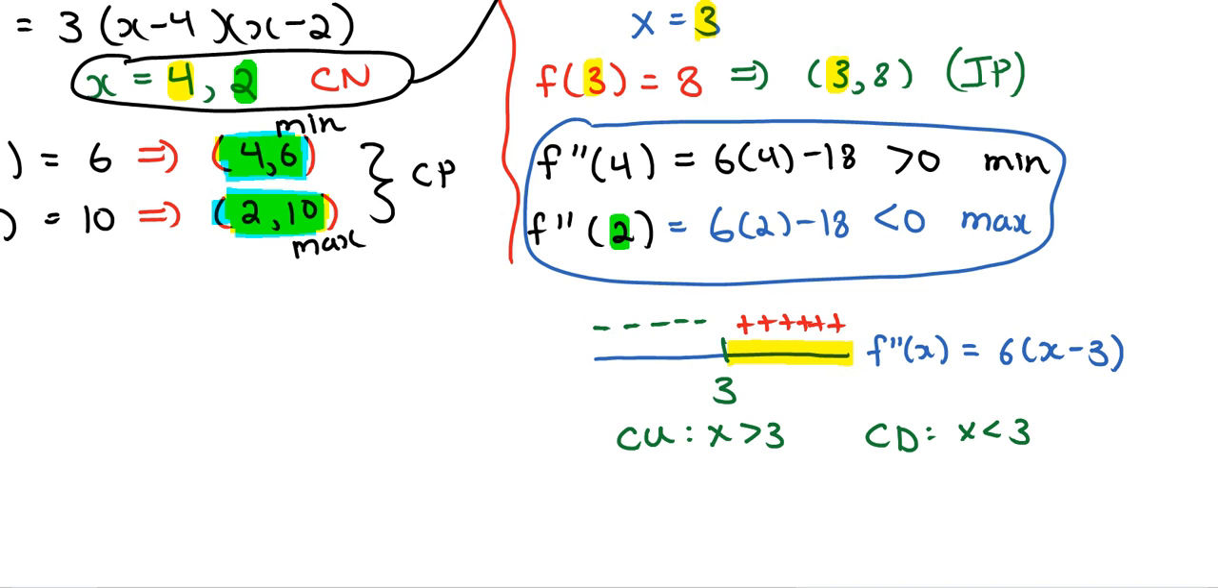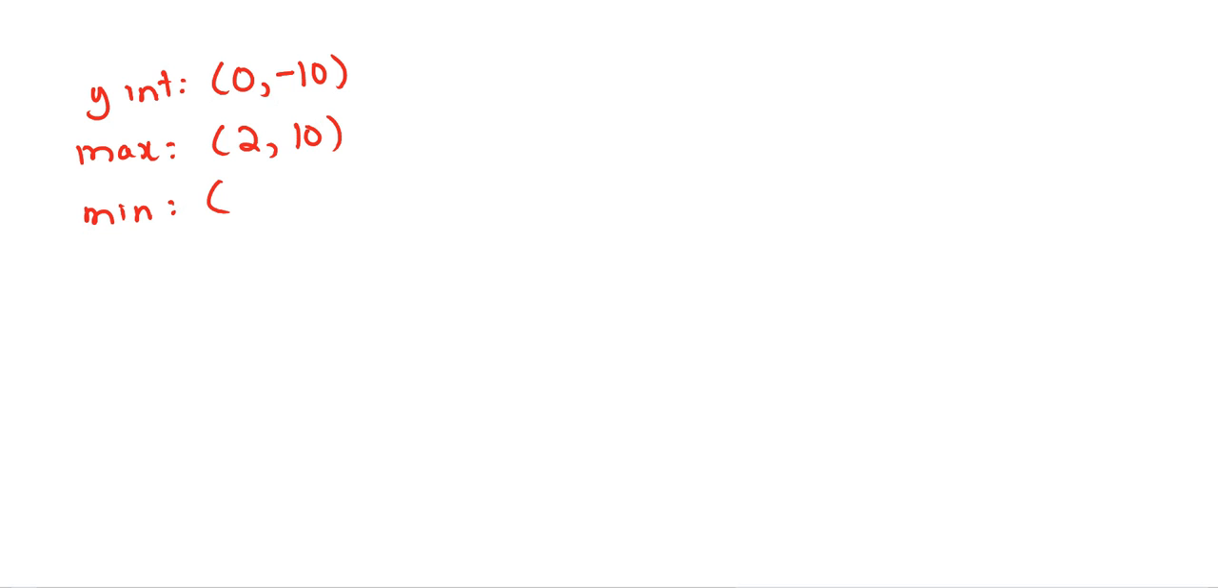Let's go ahead and do a sketch now. So, brand new page here. Let's do my sketch. I know I have a y-intercept at (0, -10), so that's the very first thing I found. I have a maximum point at (2, 10). I have a minimum point at (4, 6), and I also have an inflection point at (3, 8). All right, so there are my key points.